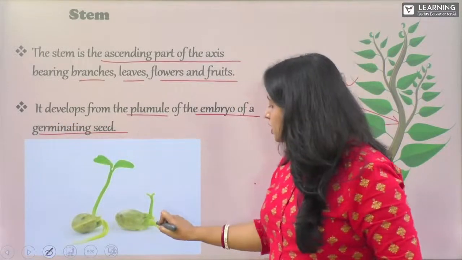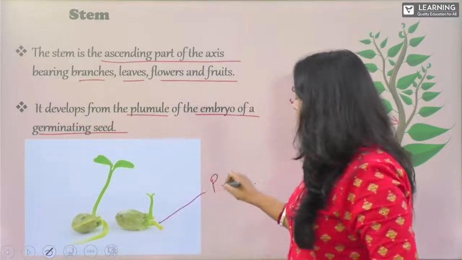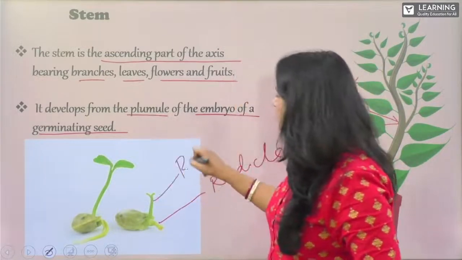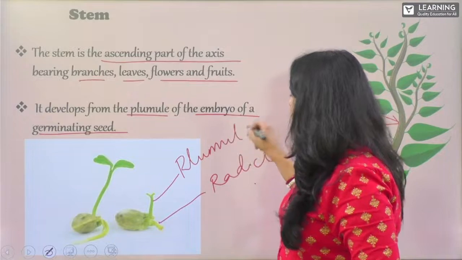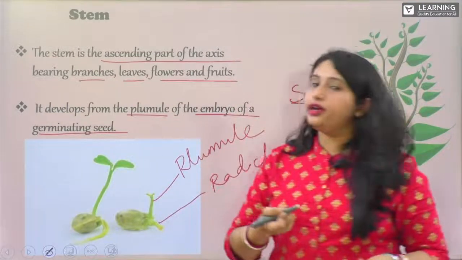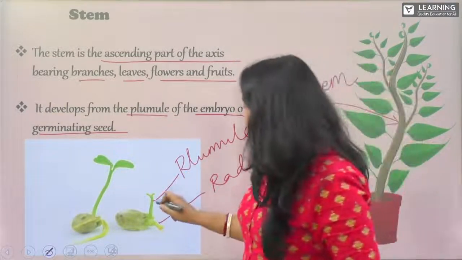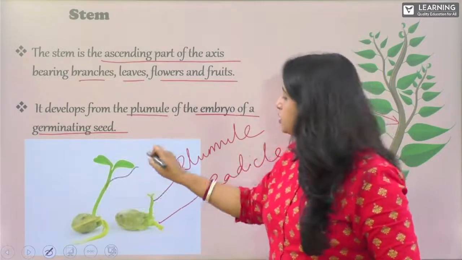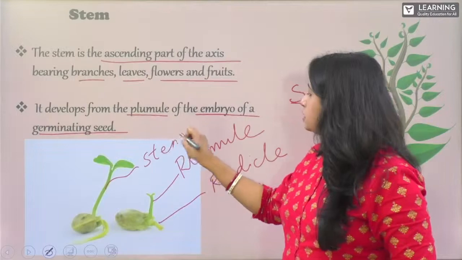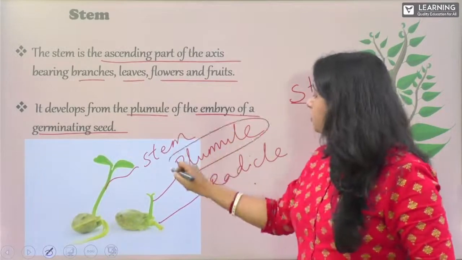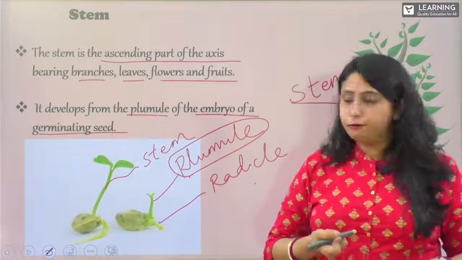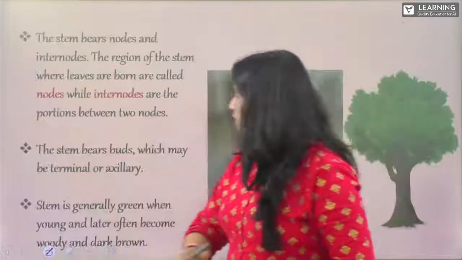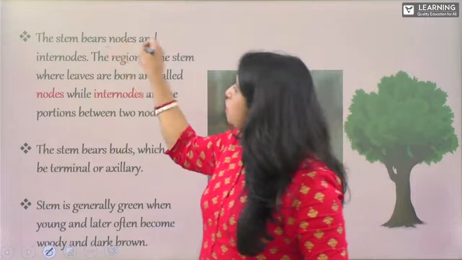So as you can see, this is the radicle and this is your plumule, right? So where does the stem develop from? It develops from the plumule, right? As you can see, this is developing into stem. So the stem develops from the plumule of the embryo of a germinating seed. So the stem bears the nodes and internodes.